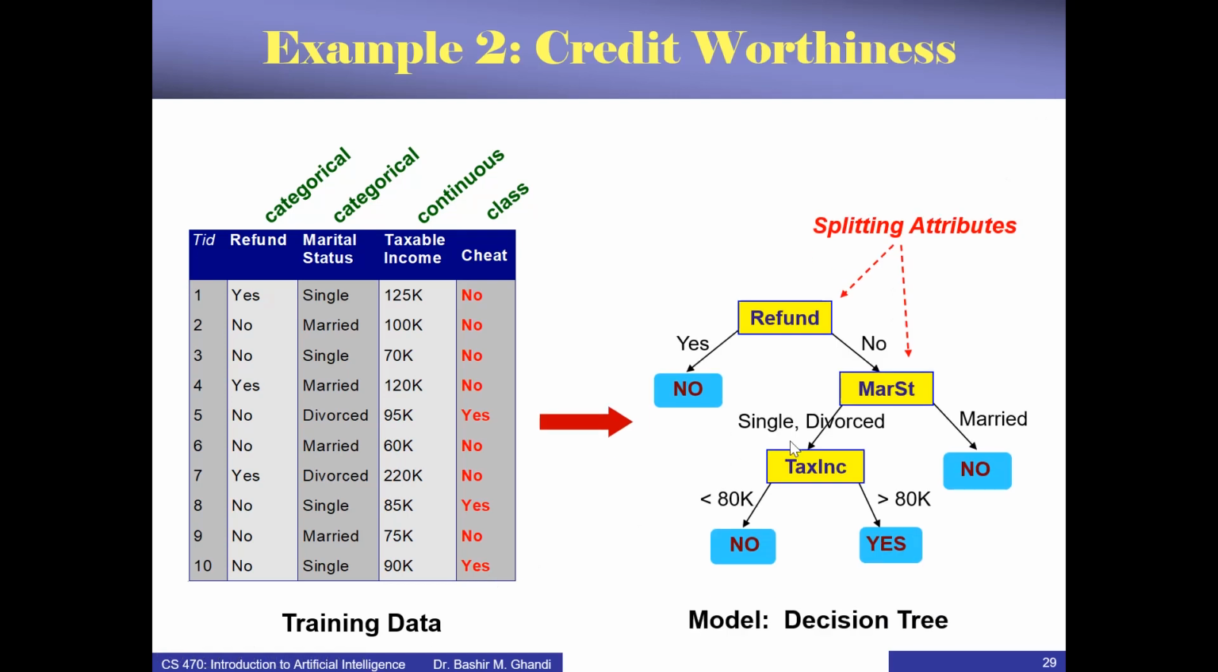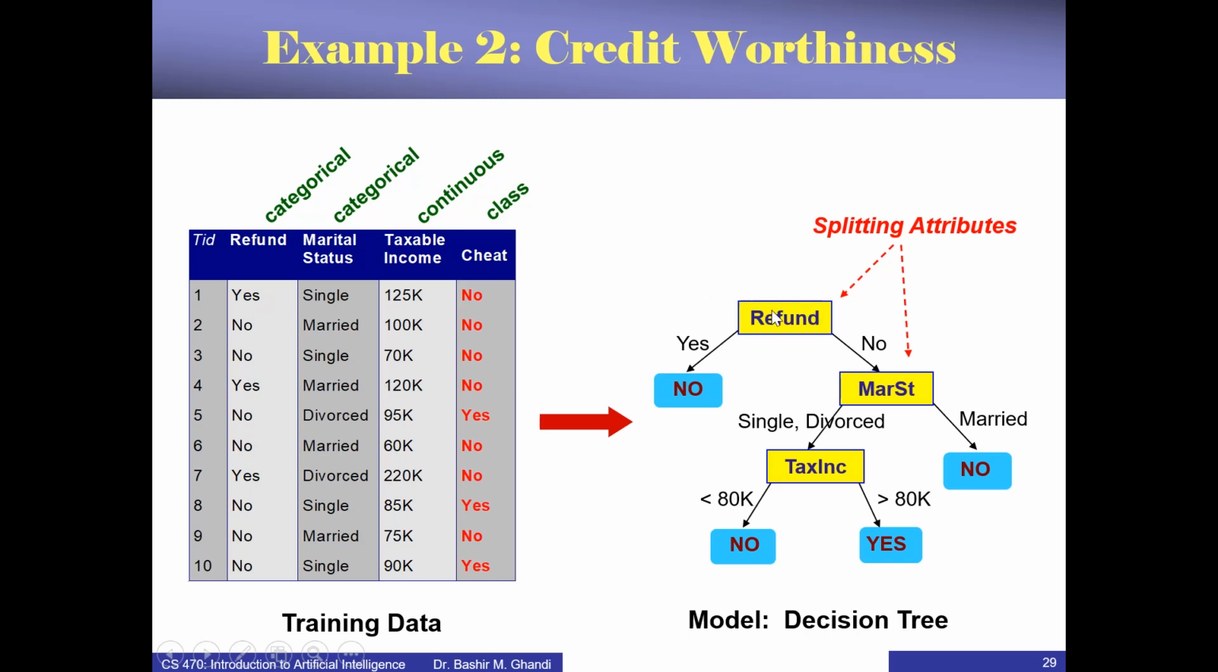So this is a sample decision tree that can be generated from this data. So if you choose refund as the first attribute, obviously if the customer refunds the loan, definitely he is not a cheat. So this is a clear answer. We're going to have no. As you can see here, if you look at refund, anytime refund is yes, the cheat is always going to be no. So this is what we can see from this data.